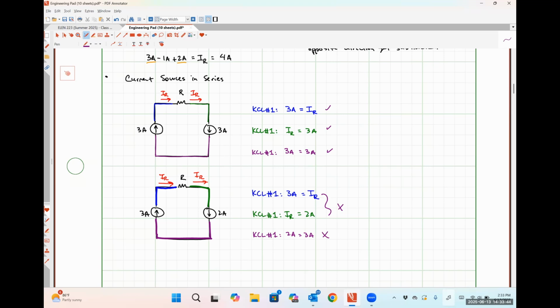So if we ever have a situation where we have 2 current sources that are connected in series and they have different values, we cannot apply our circuit analysis techniques in order to actually solve that system. And I genuinely cannot think of any real world application where we might see something described like this. Okay.